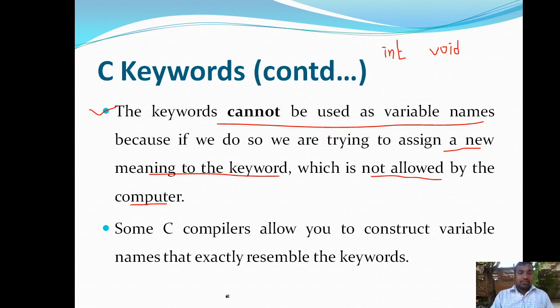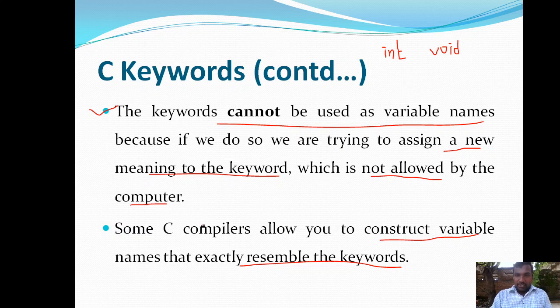Some C compilers allow you to construct variable names that exactly resemble the keywords. If you still want to use them, then the name of that variable must be in combination with some other words along with the keyword, which is permitted in some compilers. But it is strictly recommended from my side, and from the developer side, not to use keywords as variable names.